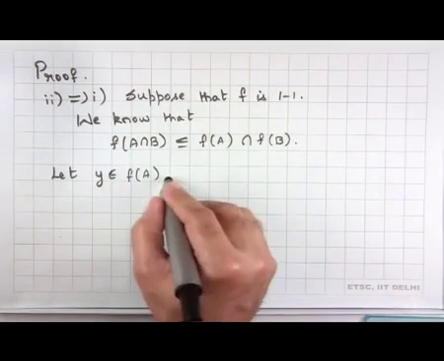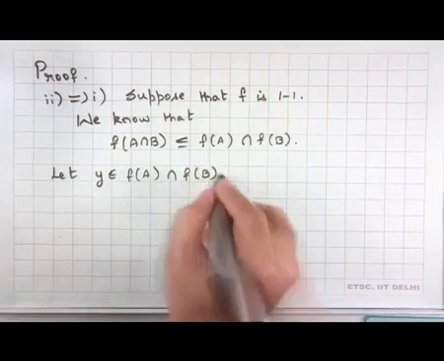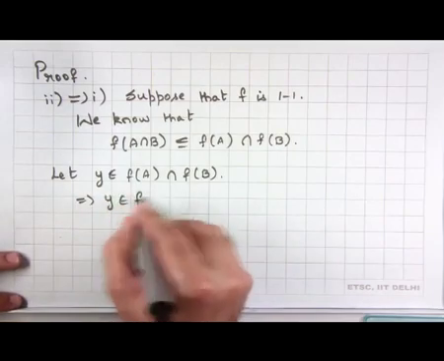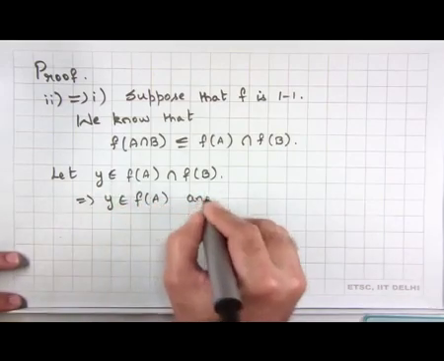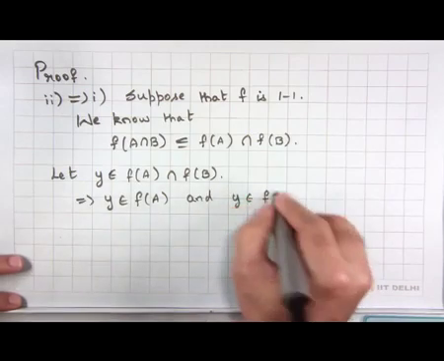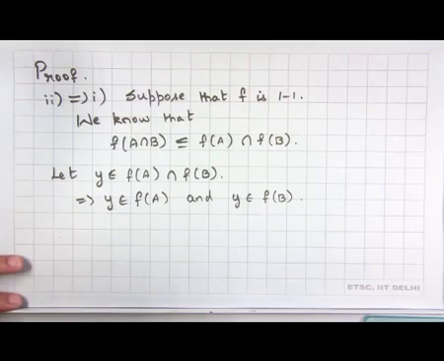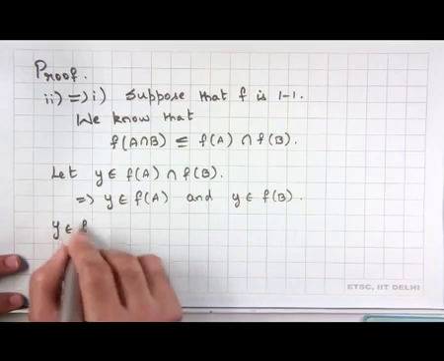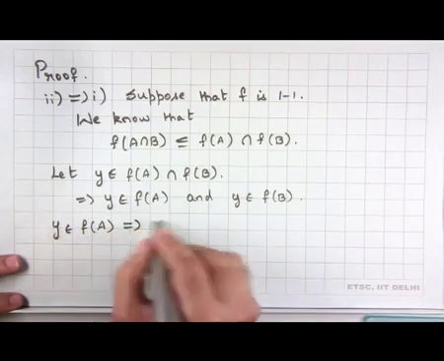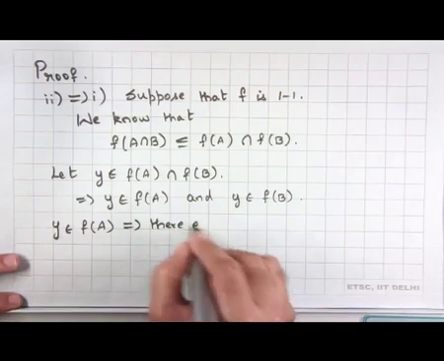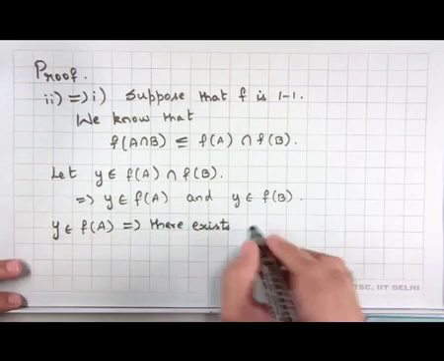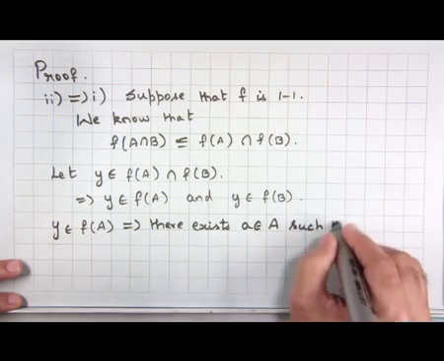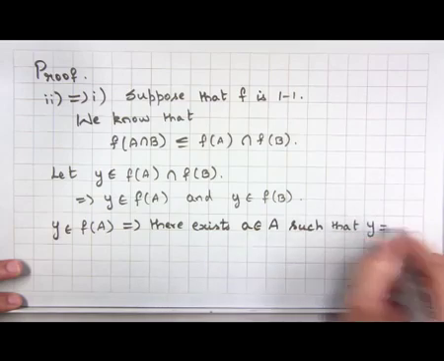Let y belong to f of A intersection with f of B. That immediately implies that y belongs to f of A and y belongs to f of B. Now, y belongs to f of A implies there exists an element a in capital A such that y is of the form f of a.